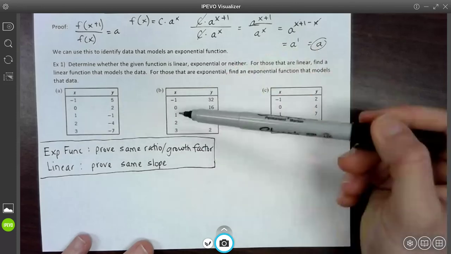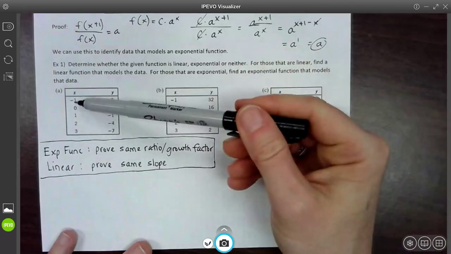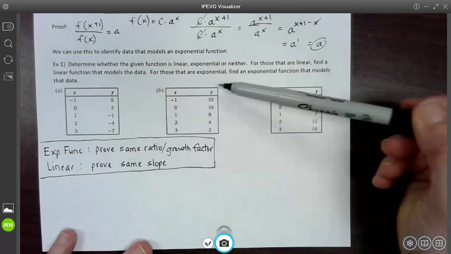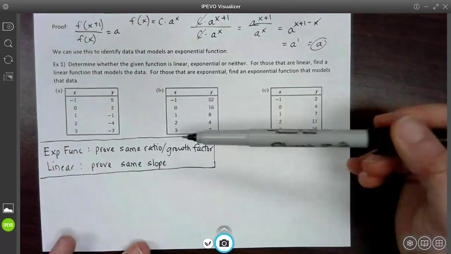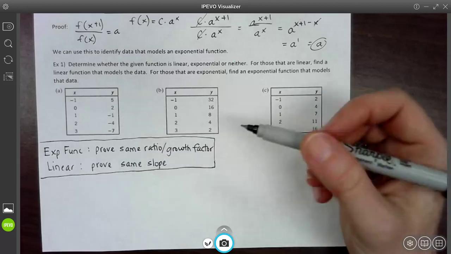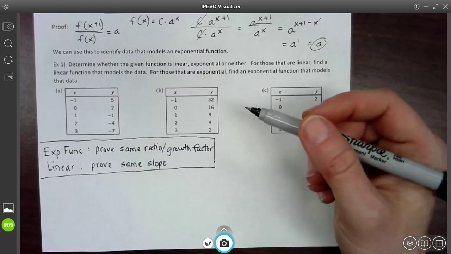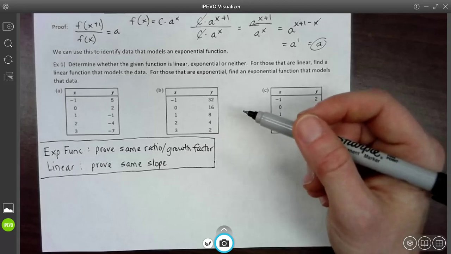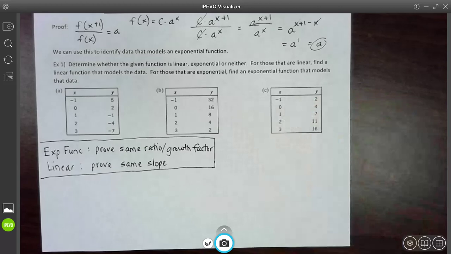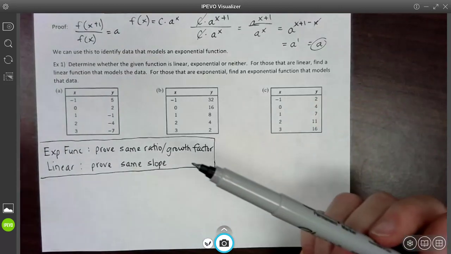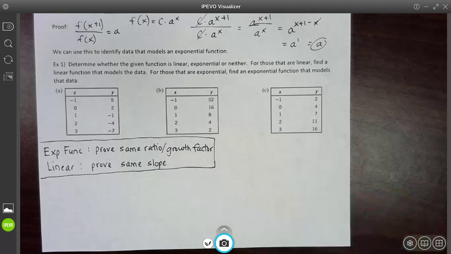So if you notice, all of the data in these charts, X is in a 1 unit increment from -1 to 0 to 1, 2, 3. If this was not consecutive outputs, then it's harder to prove that exponential data because by definition, only the consecutive outputs have to have that same ratio equal growth factor, all right? But slope, remember, any 2 points on a line will have the same slope, so that wouldn't matter if we were working with slope. All right, here we go.